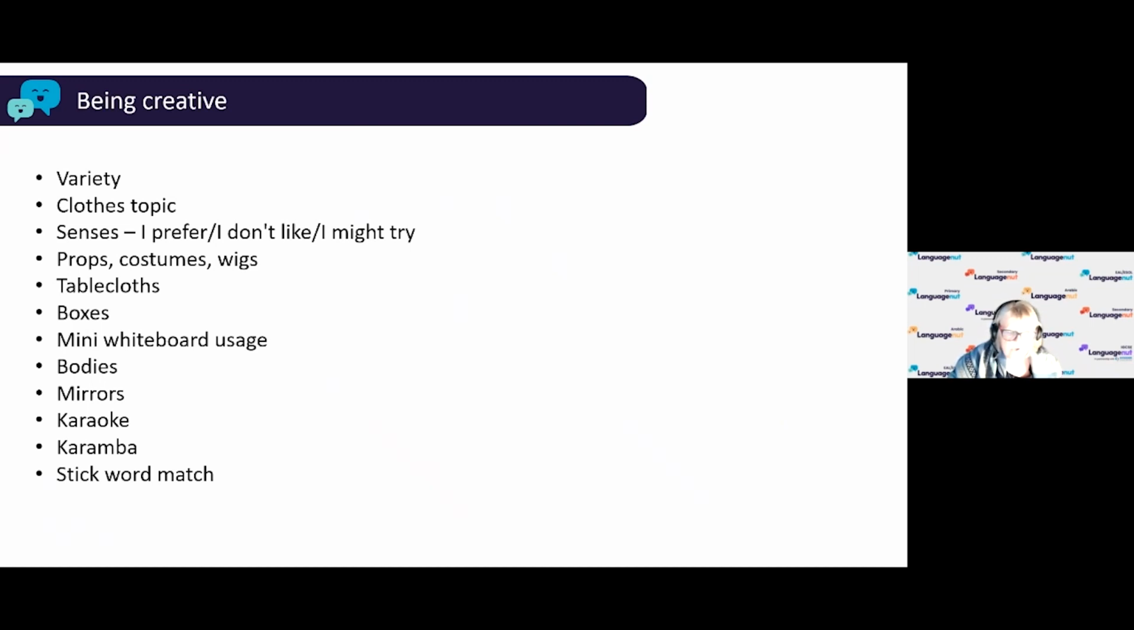A clothes topic that I used to sometimes do is I used to go into school wearing about 10 loads of clothes, and I'd just say, right, that's that, and take them off one at a time. And the kids used to look at me and think, what are you doing? But they used to remember those clothes.